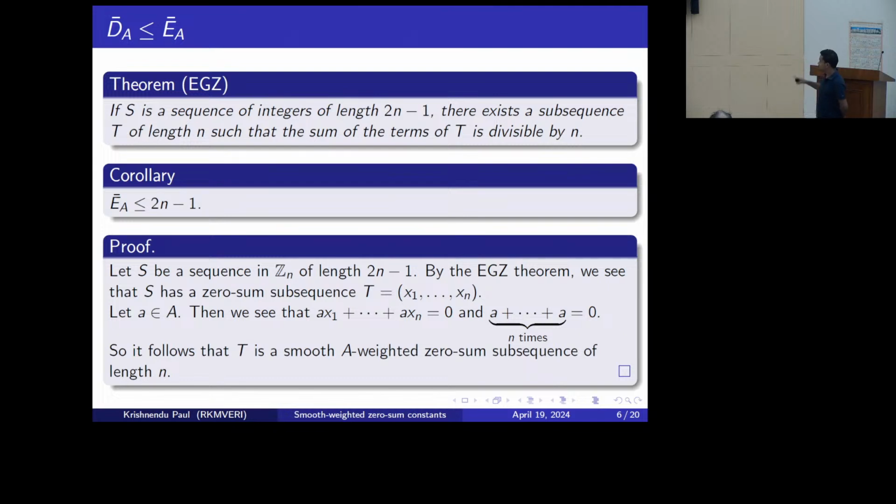So this celebrated EGZ theorem also gives an upper bound for the weighted version, the previous weighted version, and here also it gives the upper bound.